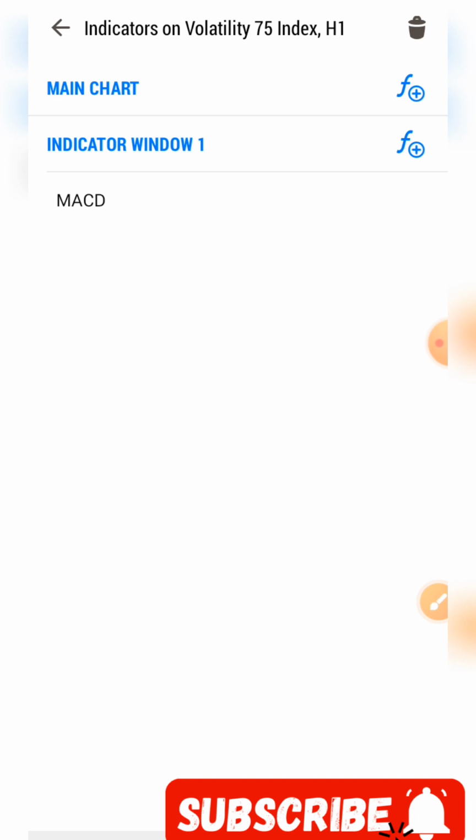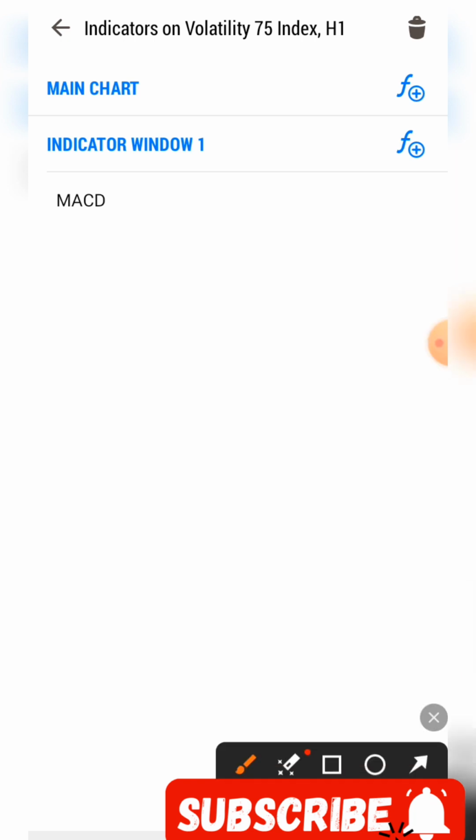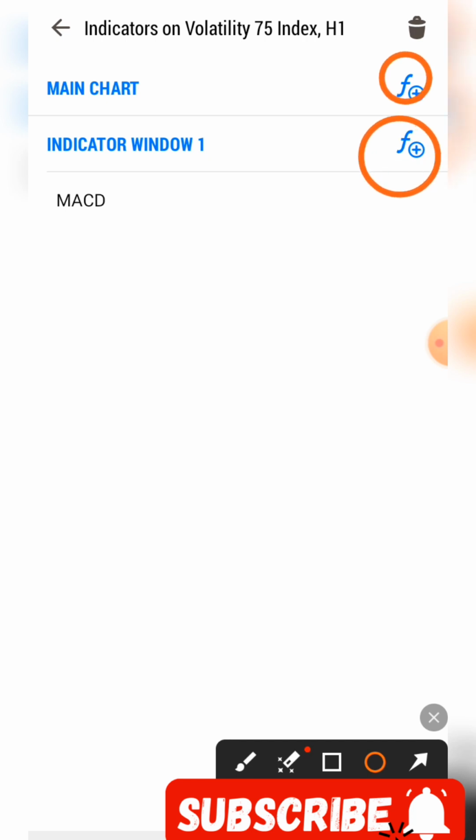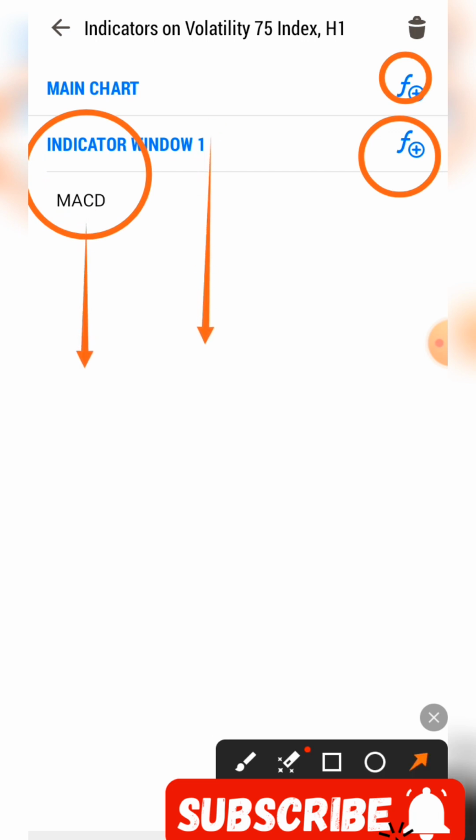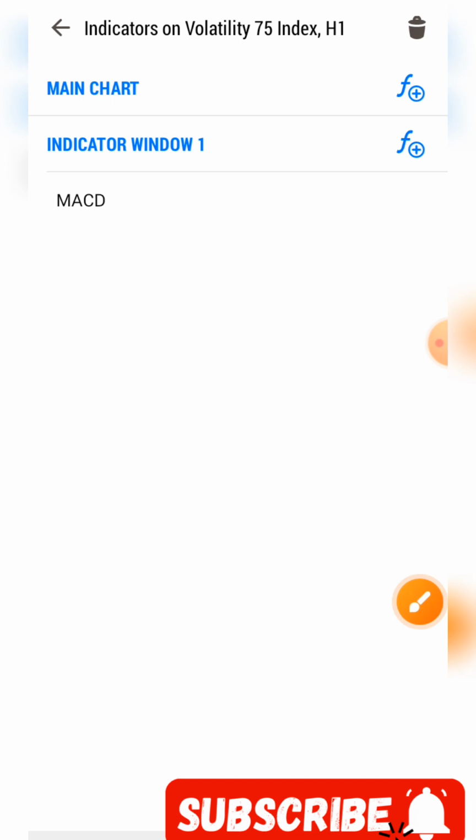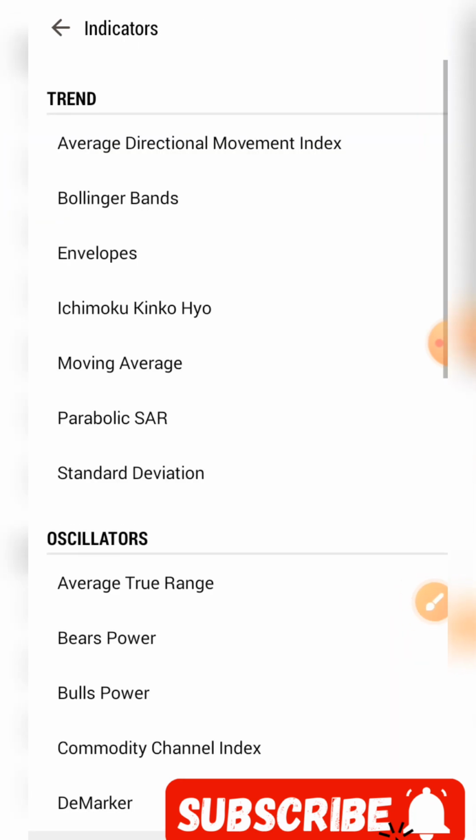The second one, I will still touch the same place. For some newbies, I'm touching this time not this place, but this indicator window one, so that it will enter into this place to have more on the same window from the circle here. So that is what I've been adding.